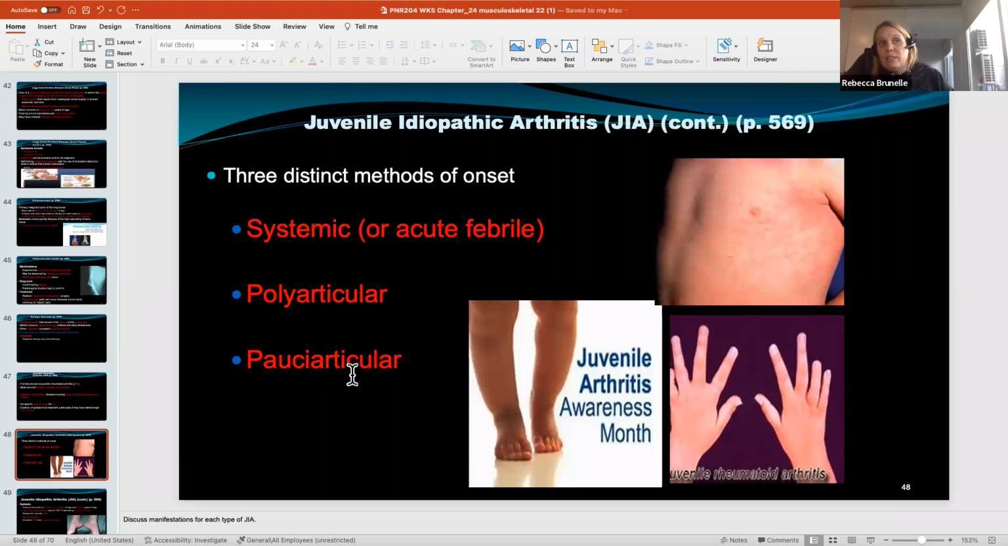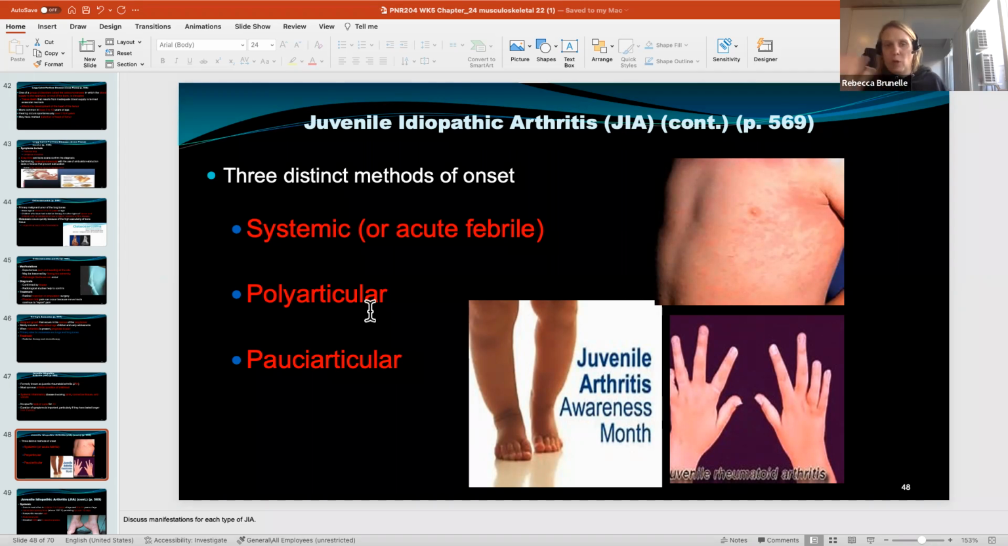And it's divided into different subsets. So systemic or acute febrile. If they have a really high fever and they're having joint pain, you're going to think it's a systemic. Polyarticular is more than 4 joints involved, and pauciarticular is less than 4. So you do need to remember this diagnosis in children, and to be aware that it's autoimmune.